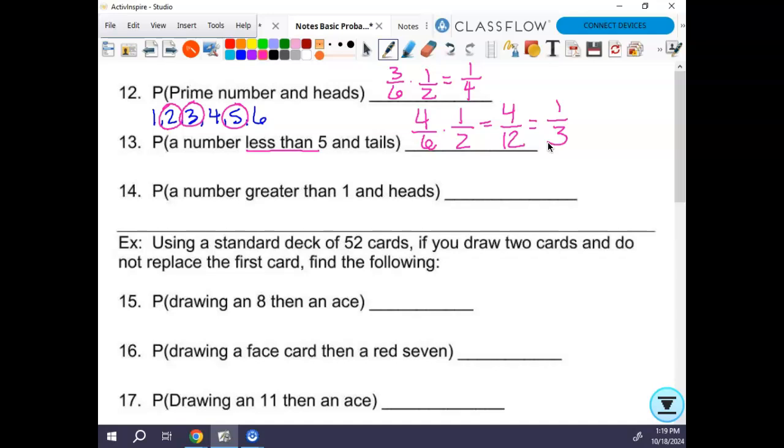A number greater than 1 and heads. How many numbers are greater than 1? 5. 5 out of 6 times 1 out of 2. 5 out of 12.